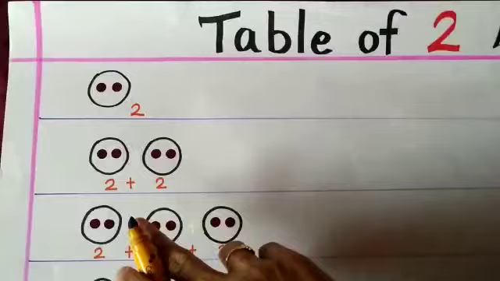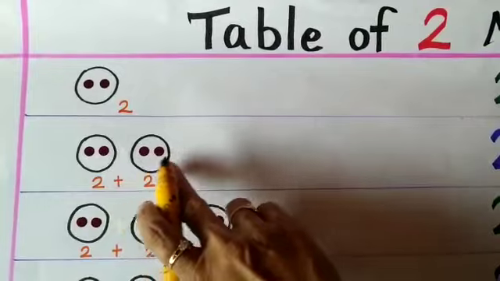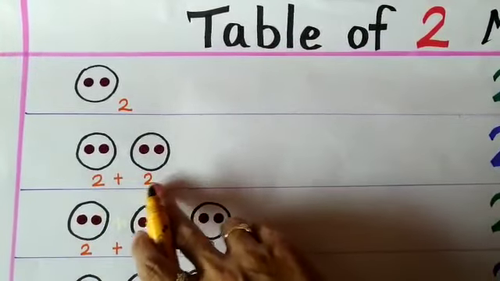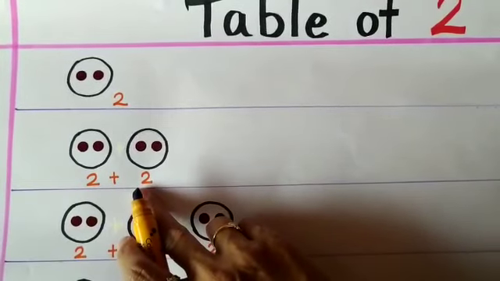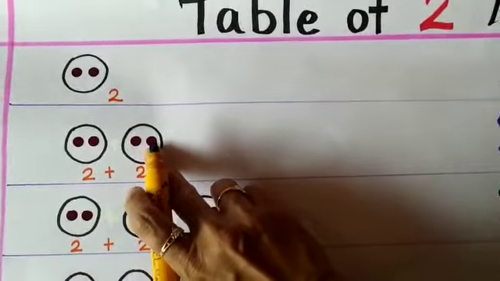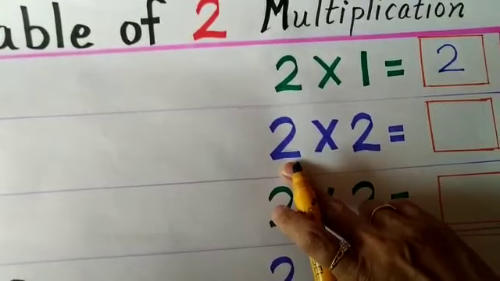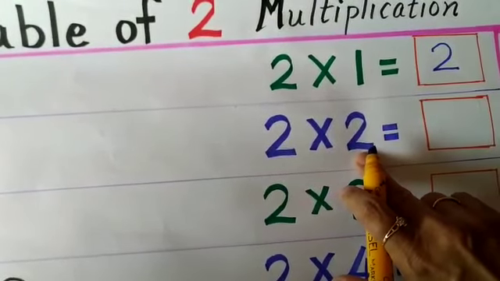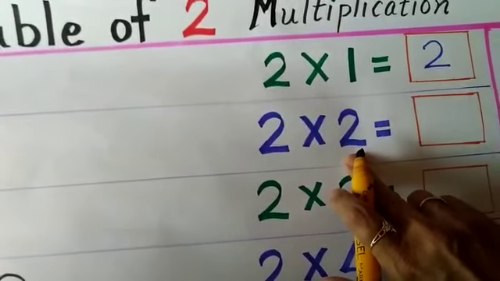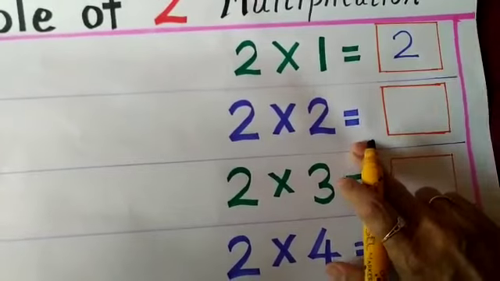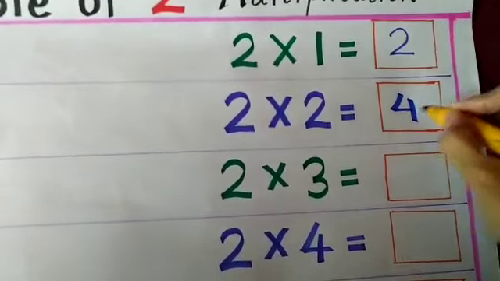Now let's see next. Here are 2 circles and in each circle there are 2 bindis. So 2 plus 2, addition you have studied. This sign is of addition. Yes, 2 plus 2, how many will it become? 1, 2, 3, 4. But in multiplication, how are we going to write 2 bindis in 2 circles? So together how many will it become? Yes, it is 4 bindis.